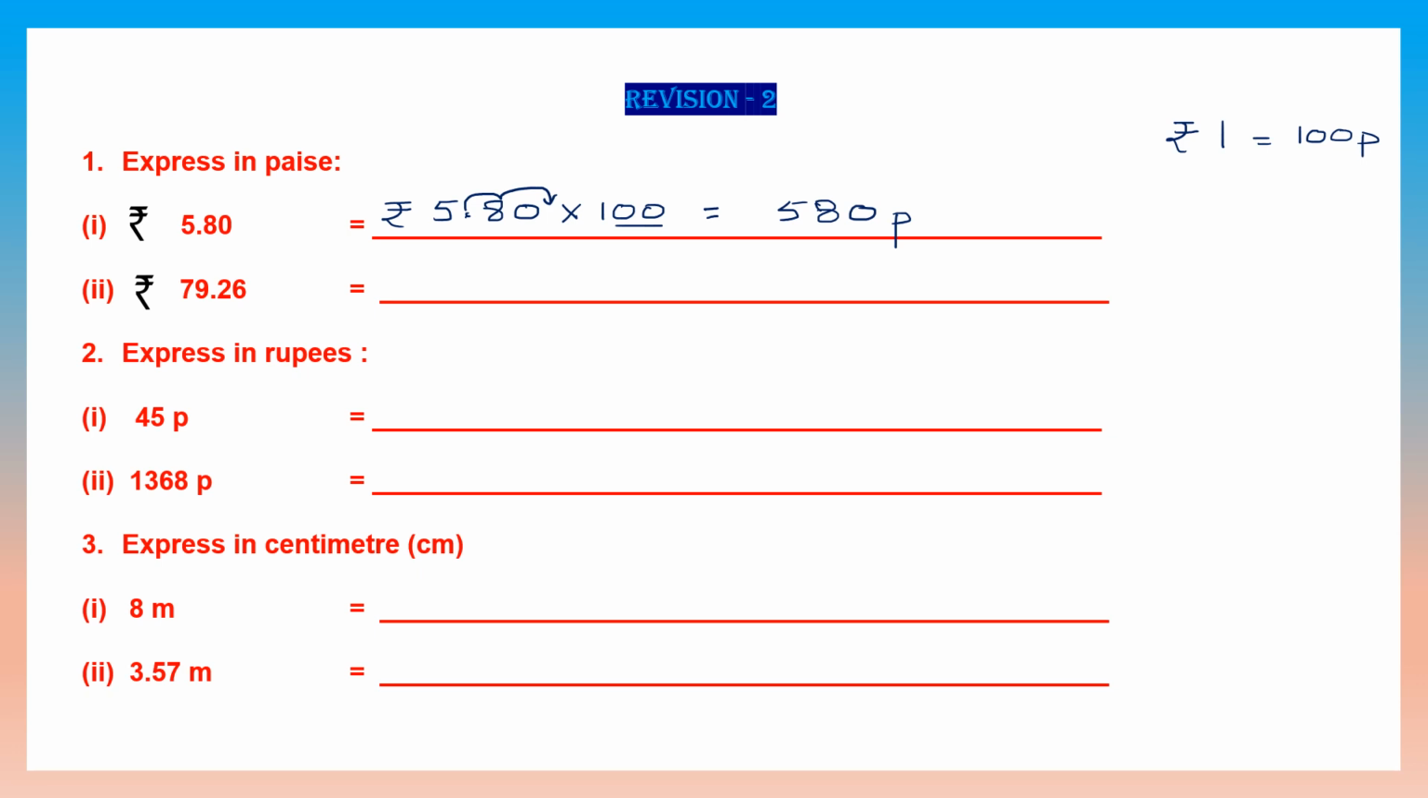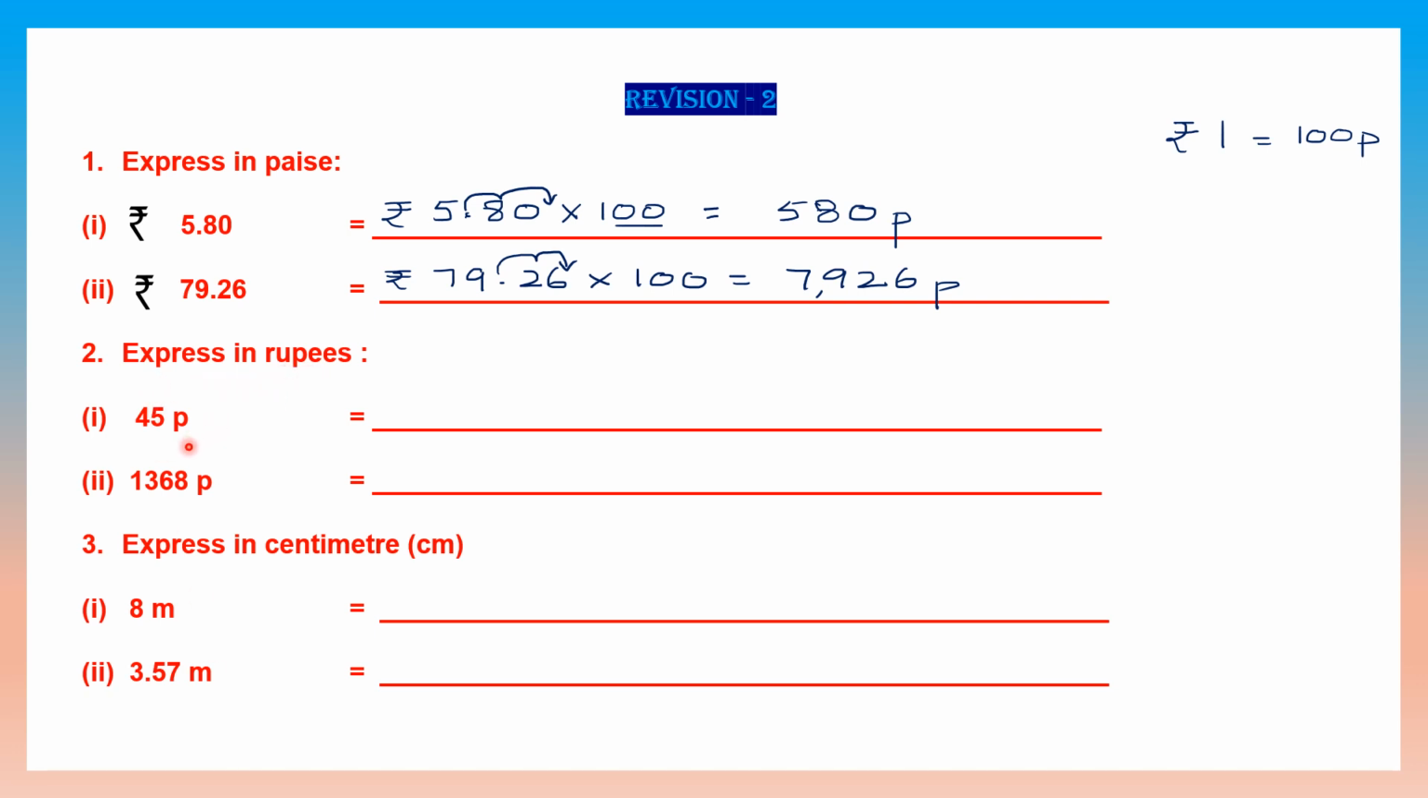So here next one we have 79 rupees and 26 paise. And when we convert the whole thing into paise, we multiply by 100. And multiplication by 100, the point moves 2 places to the right. So it becomes 7926. That means 7,926 paise.